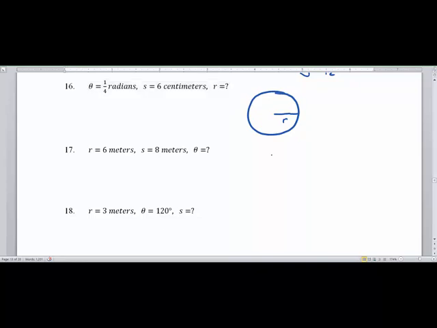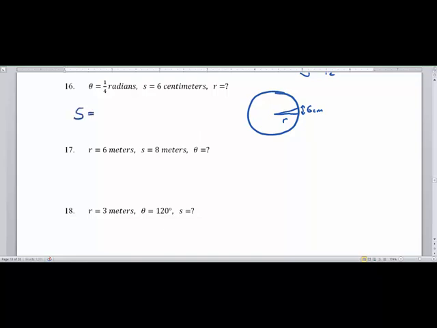Half of 30 is about 15. So this is a really skinny mini piece right here. So this is a skinny piece, 15 degrees. Not too big. Now, we know that this distance from here to here is 6 centimeters. So our formula is going to look like this.